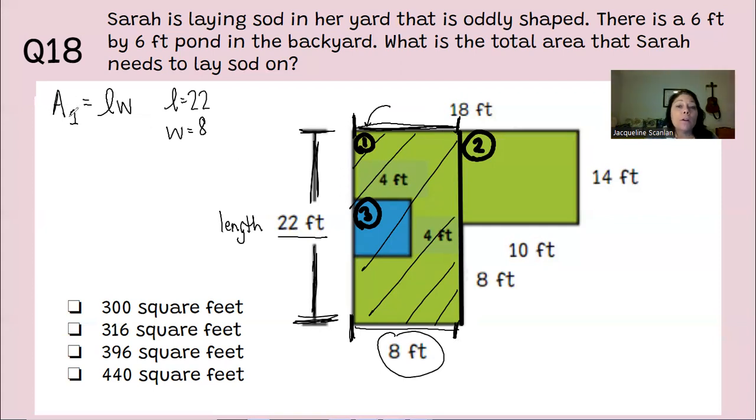Okay, so I'm going to find the area of that rectangle. I'm going to do 22 times 8. I'm going to use my calculator to support. And for that rectangle, I get that the area is 176, and that's rectangle number 1. Okay, I'm going to erase some of this stuff that's not important anymore.